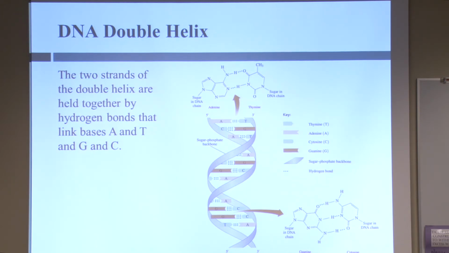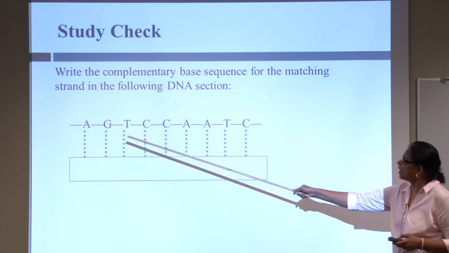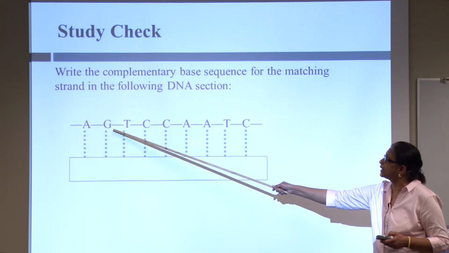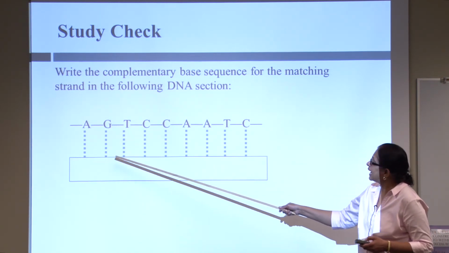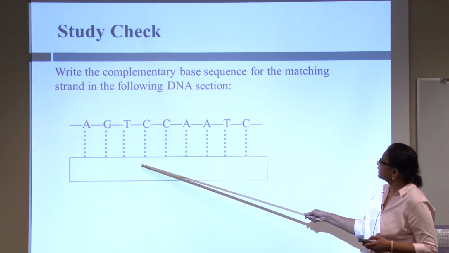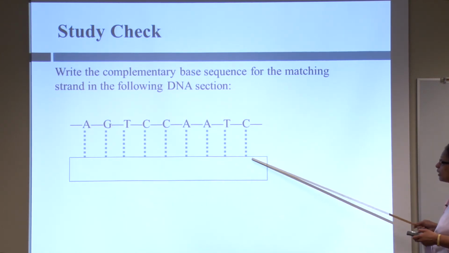So this is the DNA double helix. Now, write the complementary strand. Adenine always connects to thymine. Guanine always connects to cytosine. So thymine, cytosine, adenine, guanine, guanine, thymine, thymine, adenine, guanine.